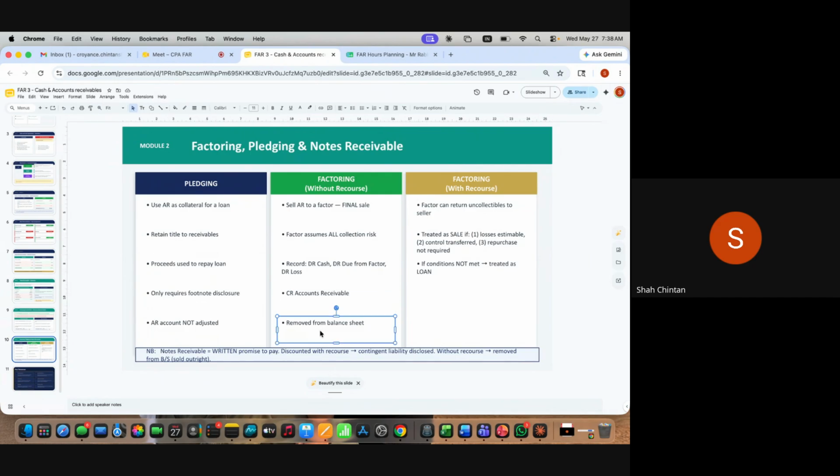And accounts receivable are no longer part of your balance sheet because आपने accounts receivable को sell out कर दिया है. All clear with the second table, factoring without recourse?